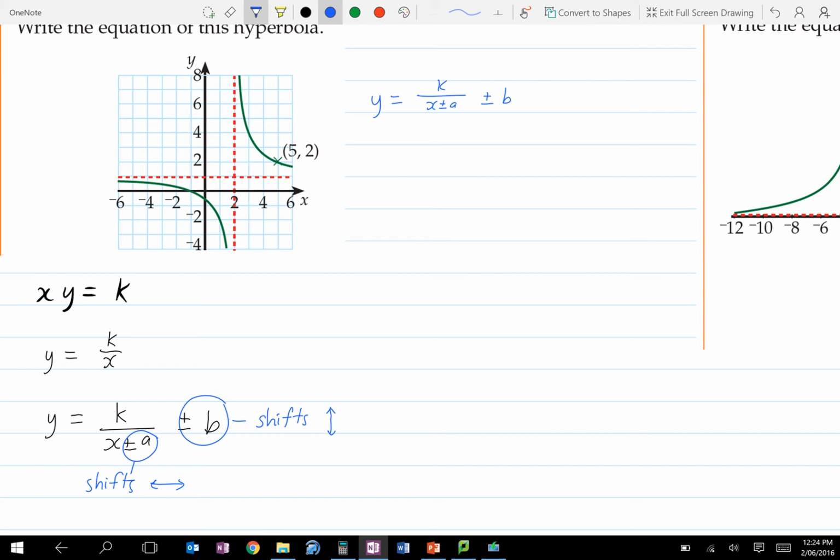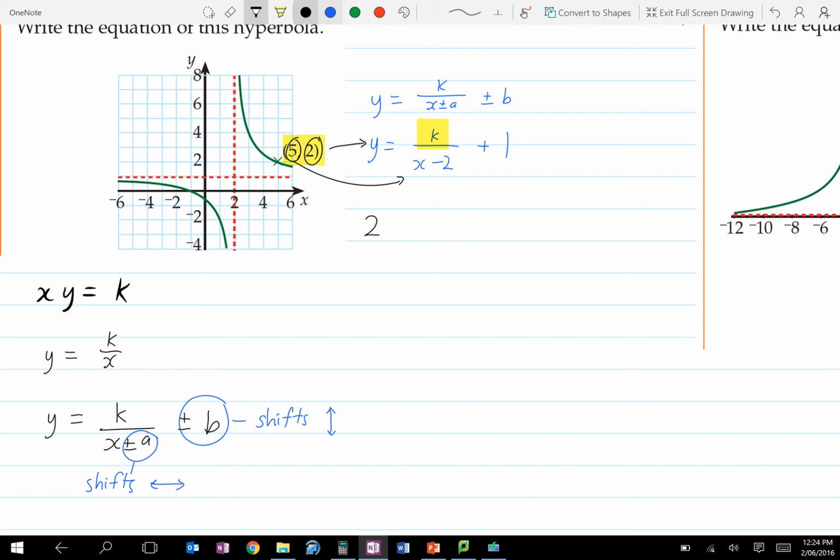So this one is shifted 2 to the right, so we could say it's going to be y equals k over x minus 2, and it's been shifted up by 1, so we can write it as plus 1. So the only thing left to find is the value of k. So we're given this point that our graph passes through, (5, 2), so we can put that into our equation instead of y and x. So instead of y we can write 2, and instead of x we can write 5. So let's put that in.